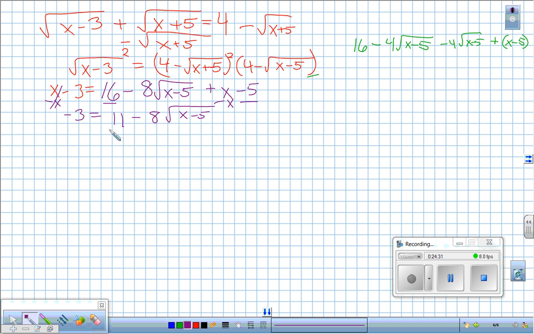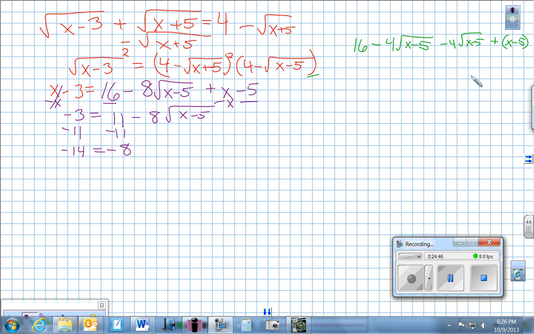Okay, I am now going to get the square root by itself, so I'm going to subtract 11 from both sides. So now I will have negative 14 equals negative 8. Oh, and I keep messing up. Did I mess up the whole problem? Just a second.